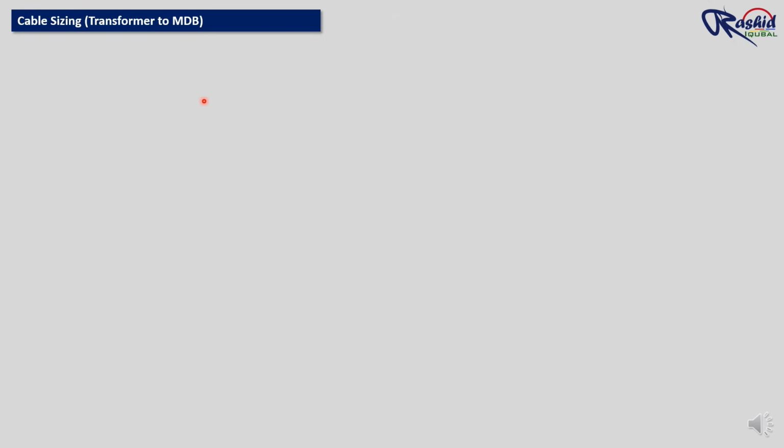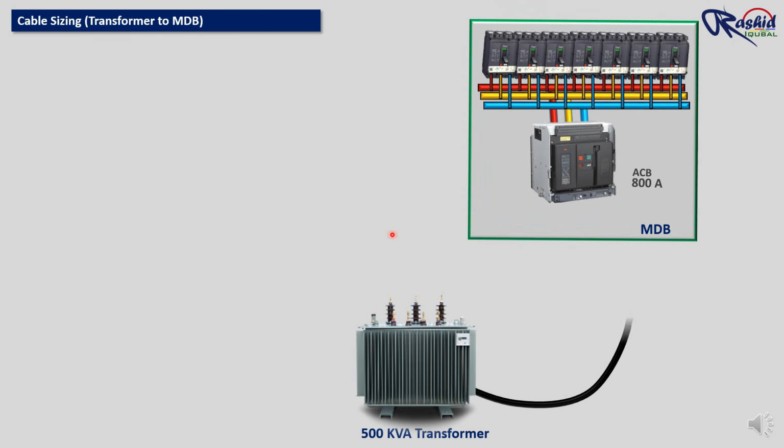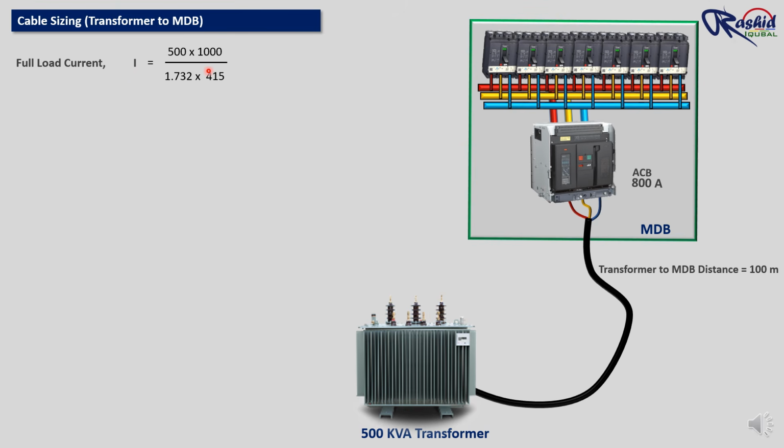Now let's calculate the cable sizing from transformer to main distribution board. The total distance from the transformer to MDB is 100 meter. First we need to find the full load current of the transformer, because outgoing load is fed through this cable. Using this formula, I equals 500 multiplied by 1000 divided by 1.732 multiplied by 415, equal to 696 ampere. This is the full load current of the transformer, 696 ampere.